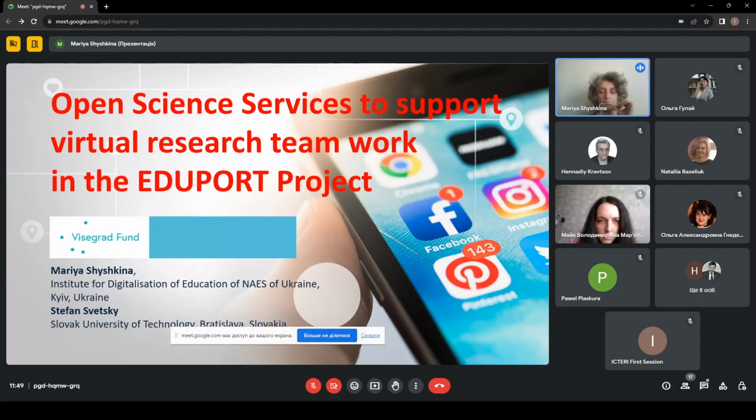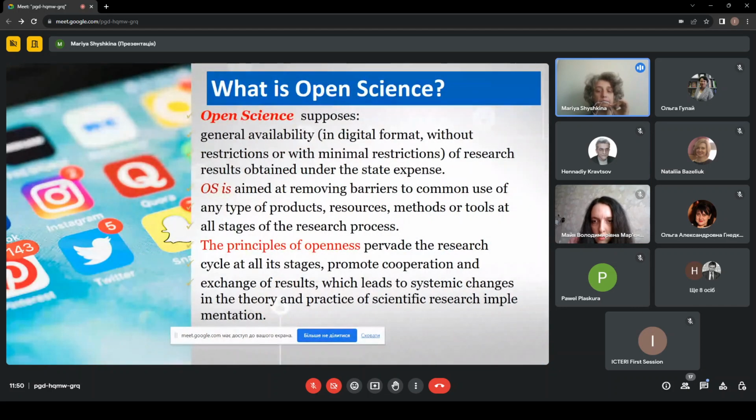Also, I would like to consider open science services and open science activities, but in such an aspect as virtual research teamwork support, which was considered in our EduPort project, where there were representatives from 5 countries, an international research team. In this project we considered different digital tools to support the activities of this international research team. We also understand it as an example of open science practices. In our research, we considered a lot of different services, and in this project, some of them were implemented.